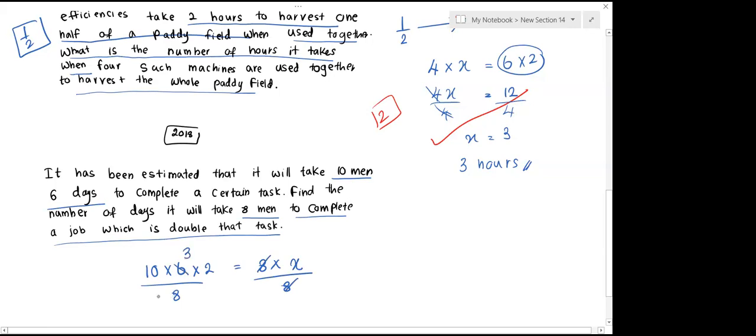8 divided by 2, it's 4. 2 divided by 2, 1. 4 divided by 2, it is 2. 10 divided by 2, it is 5. 5 times 3, it is 15. X is equal to 15. That means number of days equals 15.